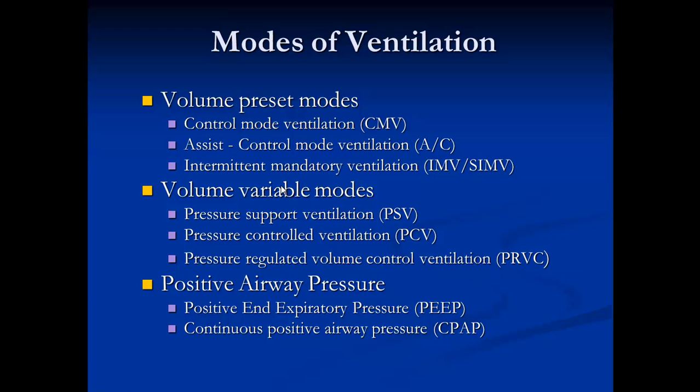Volume preset modes include control mode ventilation, such as CMV, intermittent mandatory ventilation, which is IMV or SIMV, and assist control, which is the most commonly used. Volume variable modes are the pressure support ventilation, the pressure control ventilation, the pressure regulated volume control ventilation, which is not very common in use, and the positive airway pressure. You have the PEEP, and you have the continuous positive airway pressure, which is the CPAP.